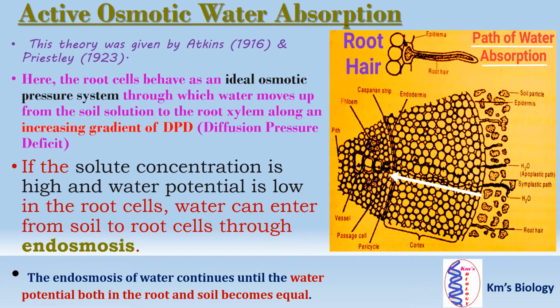Here the root cells behave as an ideal osmotic pressure system through which water moves up from the soil solution to the root xylem along an increasing gradient of diffusion pressure deficit. If the solute concentration is high and water potential is low in the root cells, water can enter from soil to root cells through endoosmosis. The endoosmosis of water continues until the water potential in both the root and soil becomes equal.